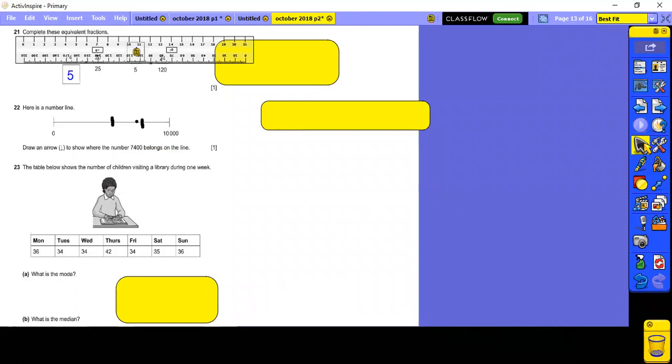Now, let's go quickly to this question. Question number 23. What's the mode? I want to see the answer from Jumana. Jumana, what's the answer of the mode? What's the mode?